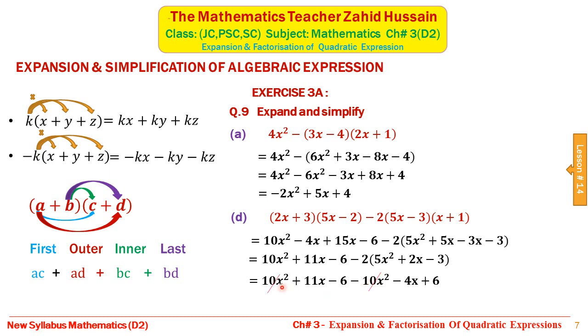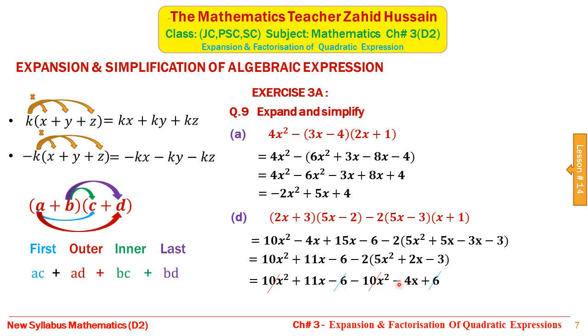That is 10x square is cancelled with 10x square, and again minus 6 and plus 6. So they will also be cancelled like this. 10x square is cancelled with 10x square because when you take out 10x square from 10x square you are left with nothing. And when you take away 6 from 6, you are left with nothing. So it means the 6 is cancelled with 6 and 10x square is cancelled with 10x square, and we are left with 11x and minus 4x.